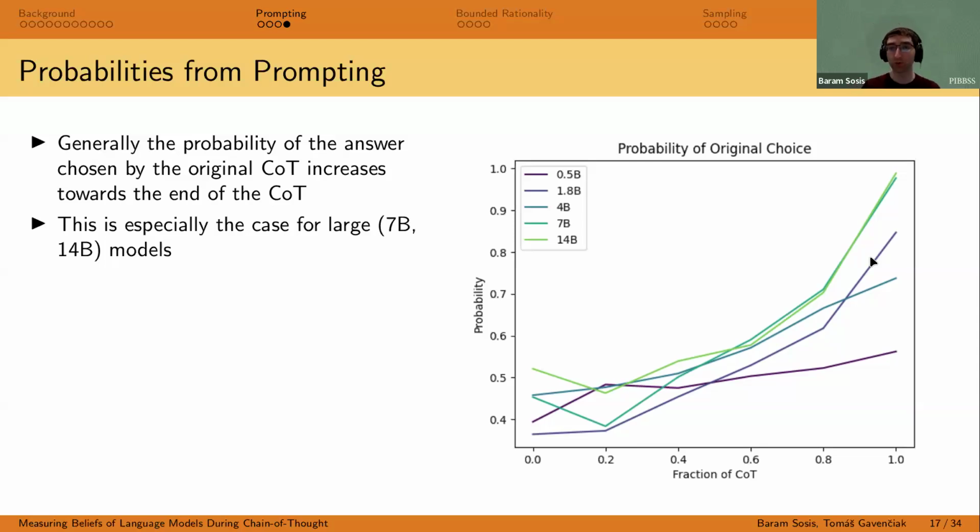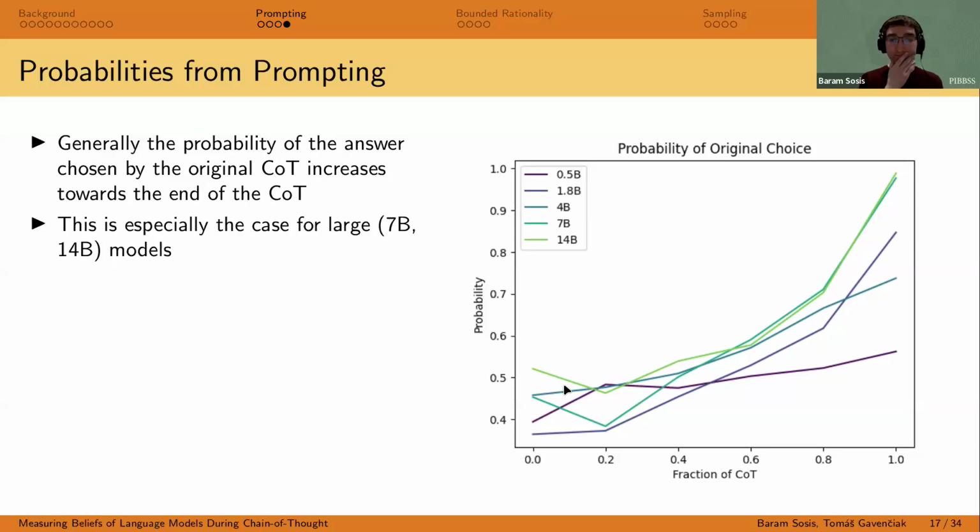It also seems to be more prominent for the larger models. That's the lighter colors here, the 7 and 14 billion models. So that's good. This is more or less what we want to see. But even at the beginning of the chain of thought, it's still significantly above 1/3, which would be random. And because these are average probabilities, even if it's only a bit above 1/3, this could translate into a pretty high accuracy. I don't know off the top of my head what the accuracy would be, but this isn't necessarily terrible even down here.